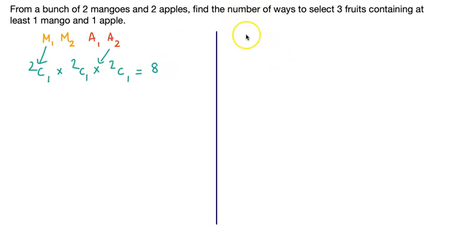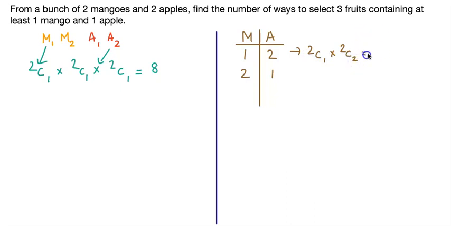So you want to select, this is how we did it, right? Mangoes and apples. You want to select 3 fruits containing at least 1 mango and 1 apple. So you can select either 1 mango and 2 apples or 2 mangoes and 1 apple, correct? So it's either 2c1 times 2c2, which is 2, or it's 2c2 times 2c1, which is also 2, which means if we sum these up, there are 4 ways to select 3 fruits. Now which one of these is actually correct?